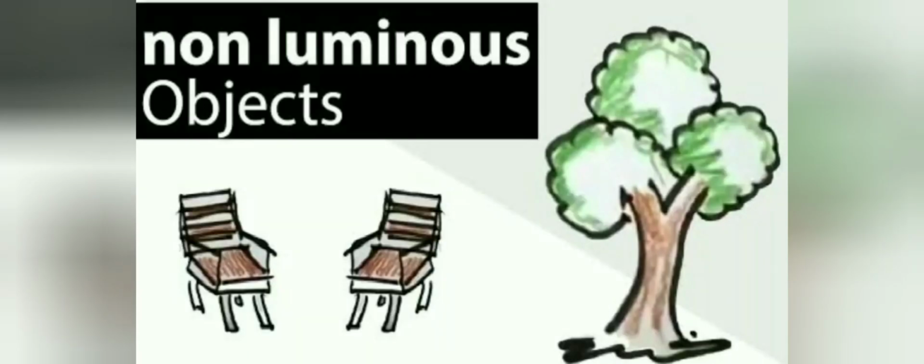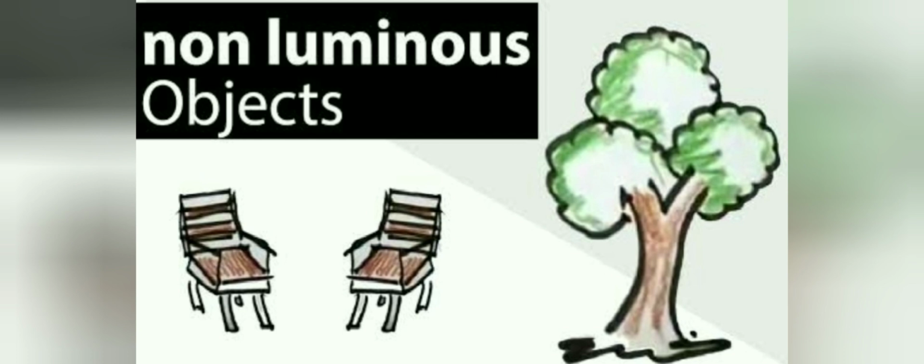And non-luminous objects means objects or things which do not give us light. Objects or things which do not produce or give us light, such objects are called non-luminous objects. For example, table, glass, tree, clothes, stones, chair, etc.